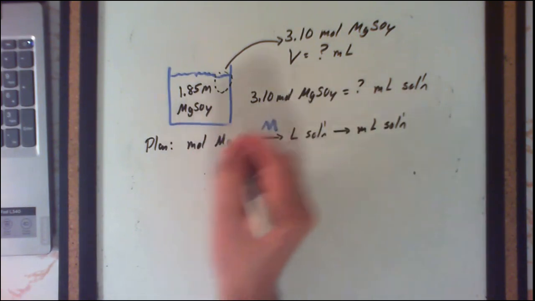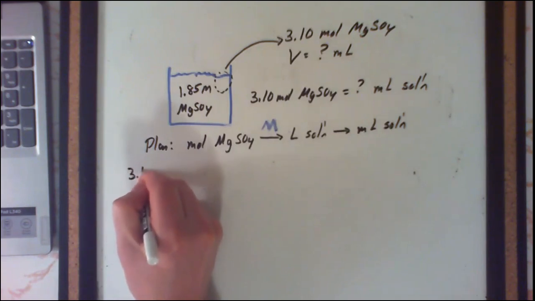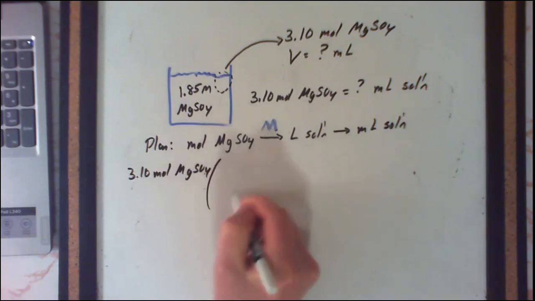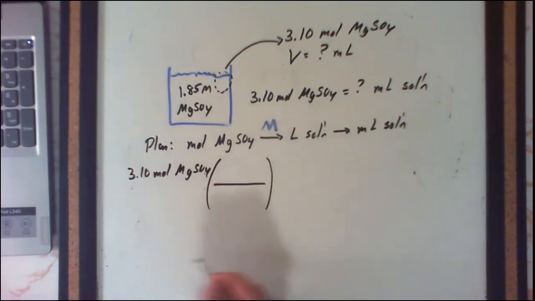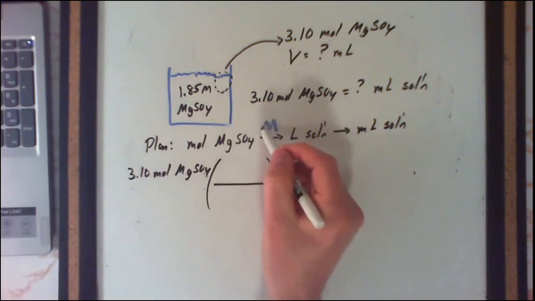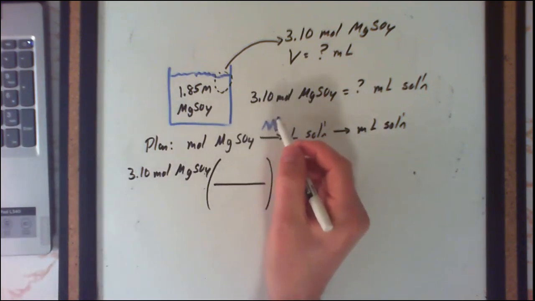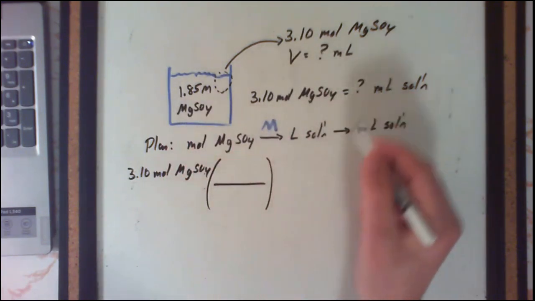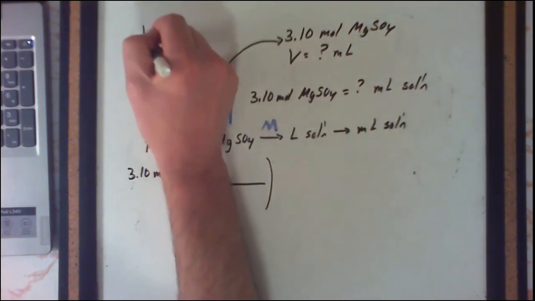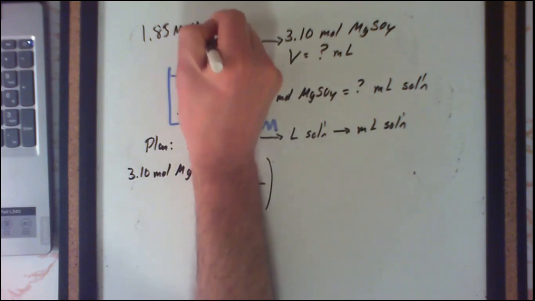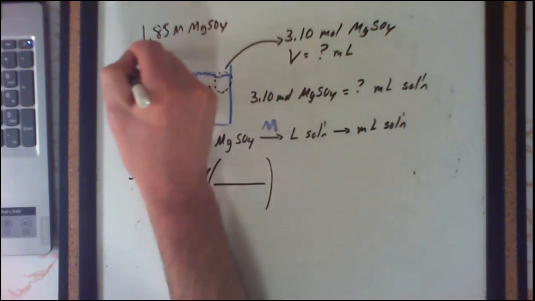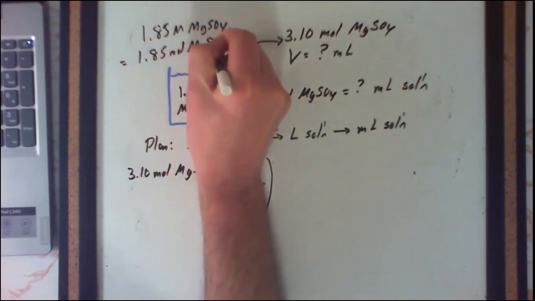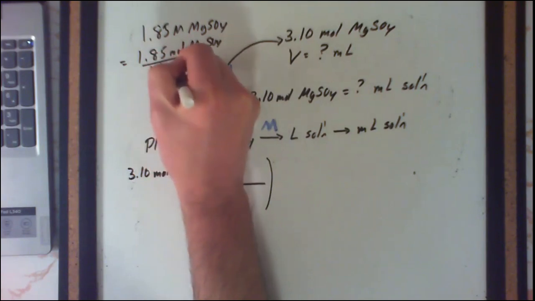So when we set it up, we have 3.10 moles of magnesium sulfate. It's a two-step conversion. The first conversion, like in the first example, is that I want to use molarity as my conversion factor. So my molarity is 1.85 molar magnesium sulfate. This tells me that a 1.85 molar magnesium sulfate solution means that there are 1.85 moles of magnesium sulfate per liter of solution.